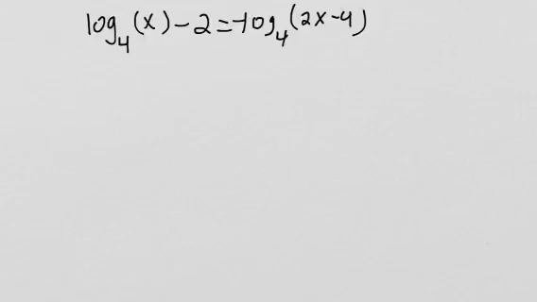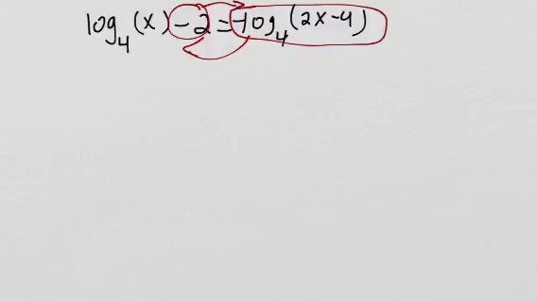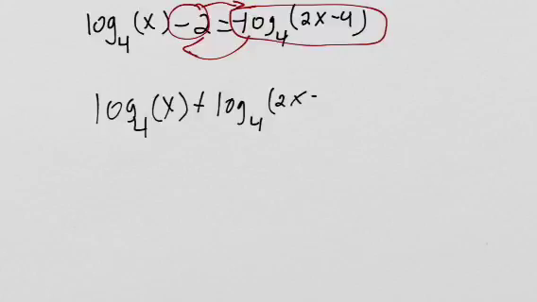So the only thing we can really do is get the logs on the same side and use one of our properties of logs to combine them. So we have to take this -2 and move it over to the other side, and then we have to take this negative log base 4 of 2x plus 4 and move it over to the other side. So to do that, we have to add them. We get log base 4 of x plus log base 4 of 2x minus 4. That's going to be equal to positive 2.